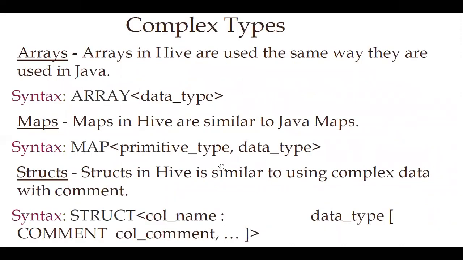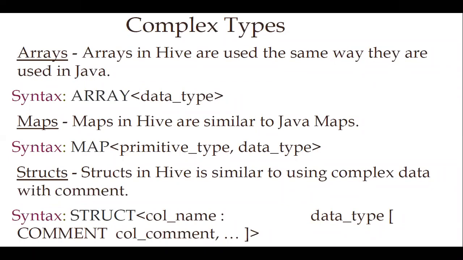And complex types. There are different complex types, and it is mostly related to your Java types. Suppose you studied Java, you can easily understand this. There are different complex types used here: arrays, map, structures. So map, list, collection classes. There are different complex data structures we use in Java, right?